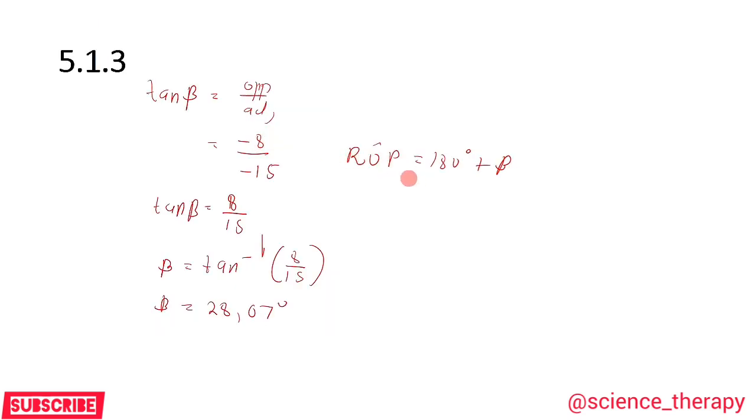So to calculate ROP, we have 180 degrees plus 28.07. Then our solution becomes, that should give you 208.07 degrees, right? So that's how we have it.